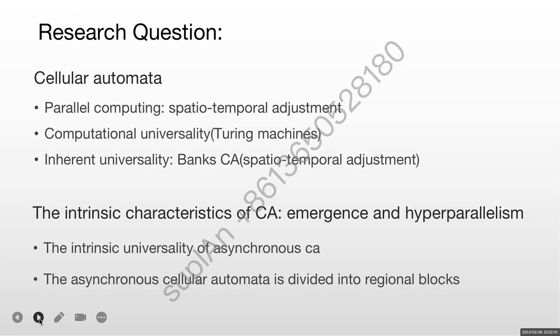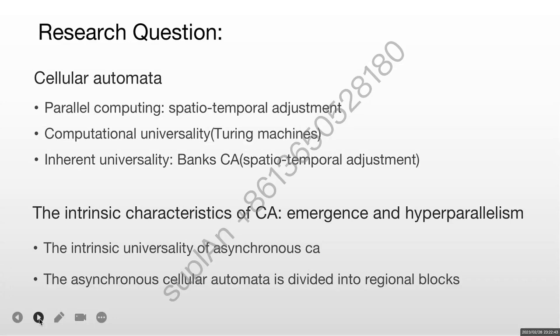Some CA have an inherent universality, that is, they can simulate any other synchronous CA. This is the ability to simulate other CAs through spatial temporal adjustment. It is regarded as the standard to measure the parallel computing capability of CA. Spatial temporal scaling usually refers to a single cell that mimics the other cells with multiple cells connected together.